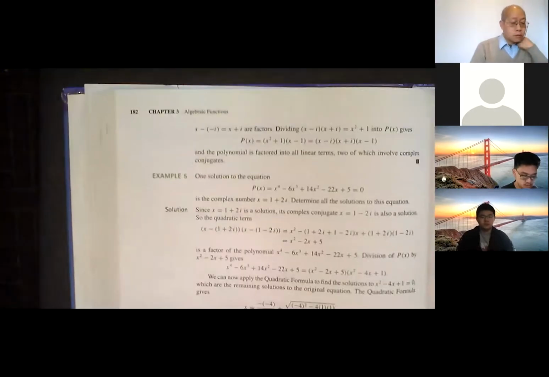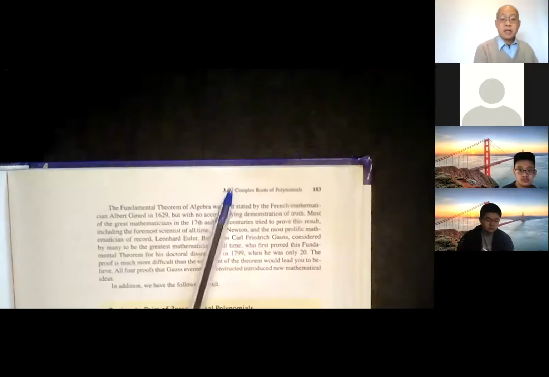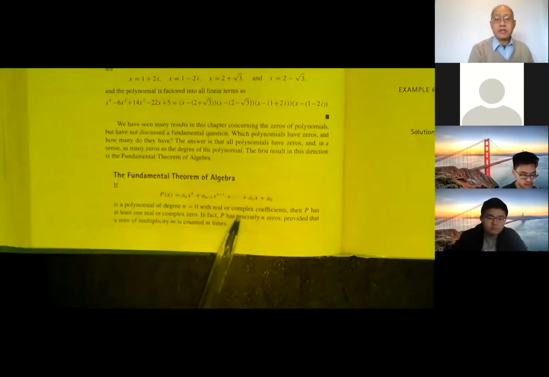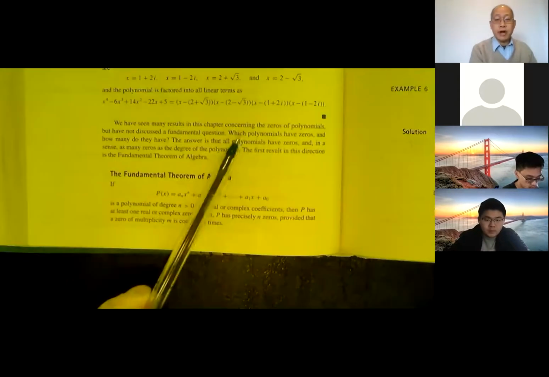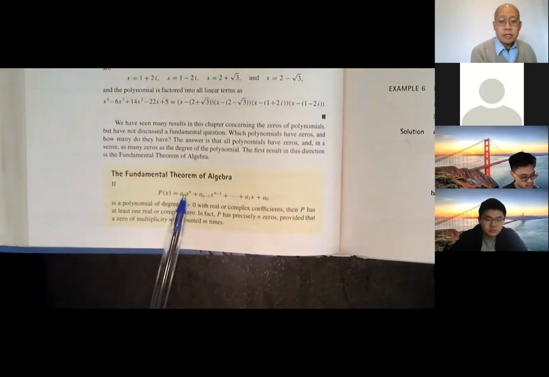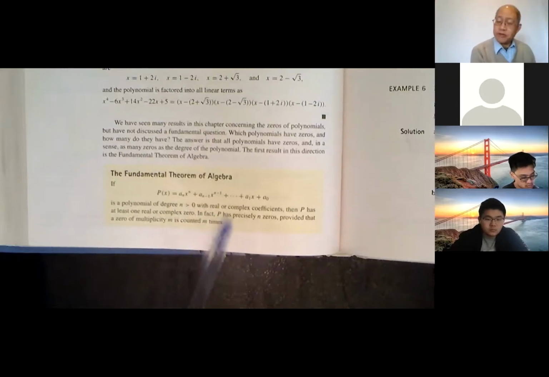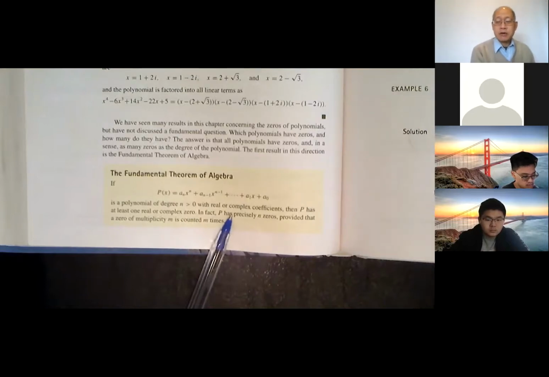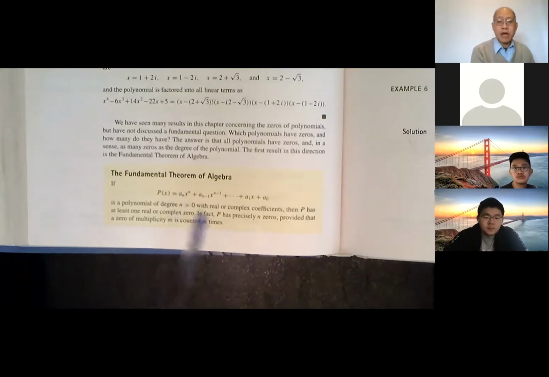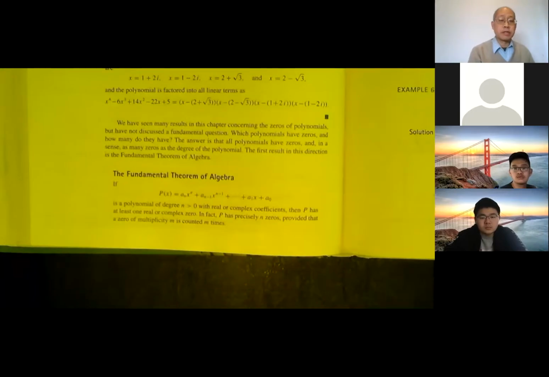Page 182, section 3.6, the fundamental theorem of algebra. Okay, if you have an nth degree polynomial, you'll have precisely n zeros or n roots, provided you account for multiplicity. That means if you have a quadratic equation, there's exactly 2 roots, if you count multiplicity. In other words, you might say one of the zeros is 2, and another one is also 2. So that counts as 2. If it's 3rd degree, you have to have exactly 3. If it's 4th degree, you have to have 4. If it's 5th degree, you have to have exactly 5 if you're counting multiplicity.